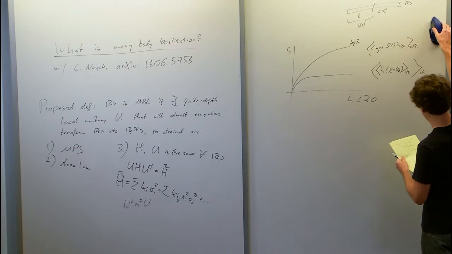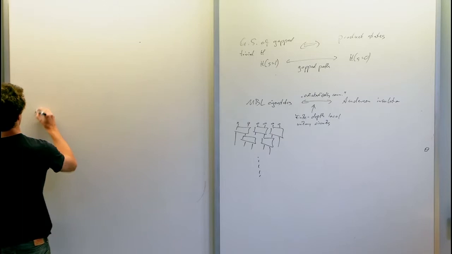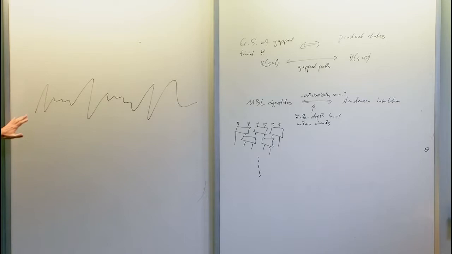I just want to quickly sketch this. There's an intuitive way to understand this. You can think of disorder realizations. You just look at some disorder realization. You have flat regions and you have regions where the disorder potential varies strongly. So you have a flat region, and then you have a barrier.